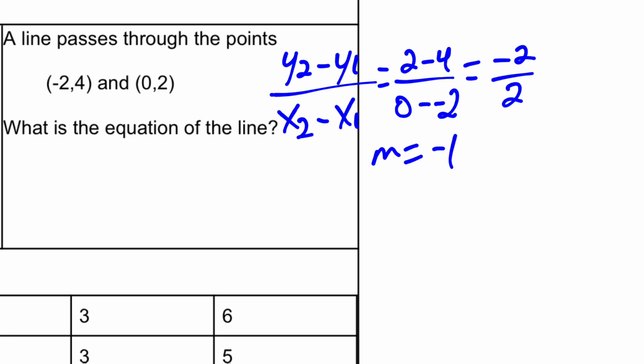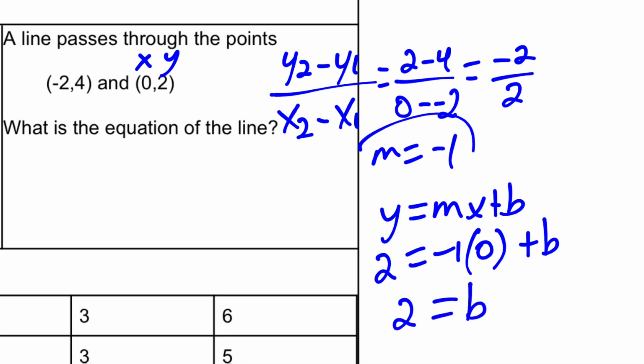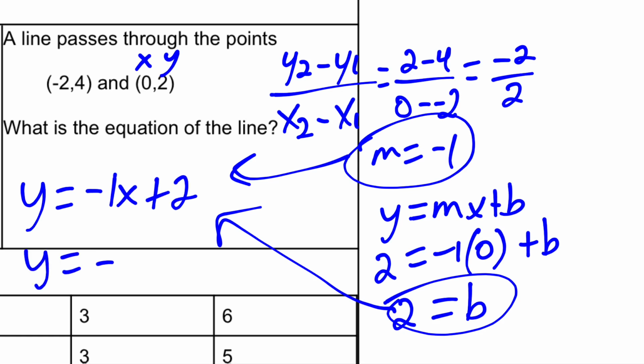I'm going to plug that in, and I have y is equal to mx plus b. I'll pick this one, and I'm going to use 2 for y, negative 1 for my slope, 0 for my x, and I'm solving for b. Negative 1 times 0 goes away, so I have 2 is equal to b. I take these two things that I just solved for, and I build them into an equation. Y is equal to negative 1x plus 2. That's for the rookies, though. I could just write negative x plus 2.